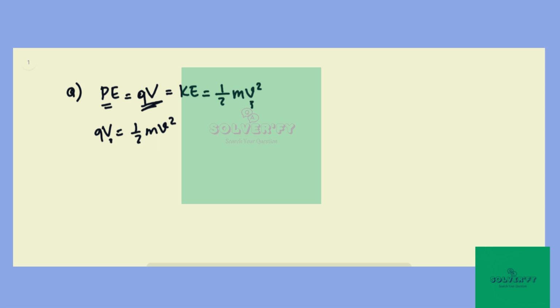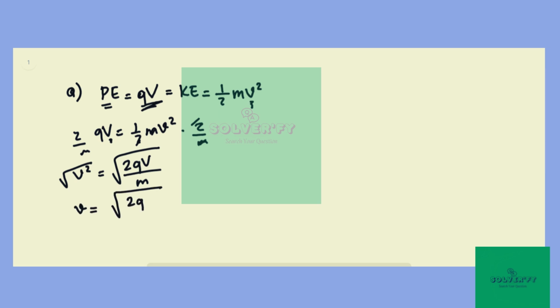is the speed, right? So then if we multiply both sides by 2 divided by m, what we have is v squared equals 2qV over m. Then taking the square root of both sides, the speed equals the square root of 2qV, the potential, over m.